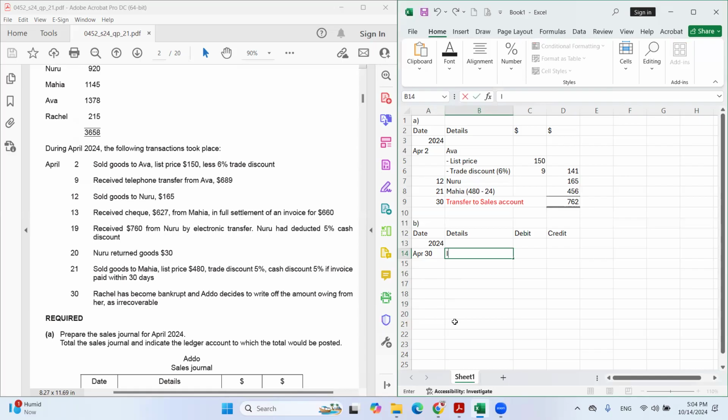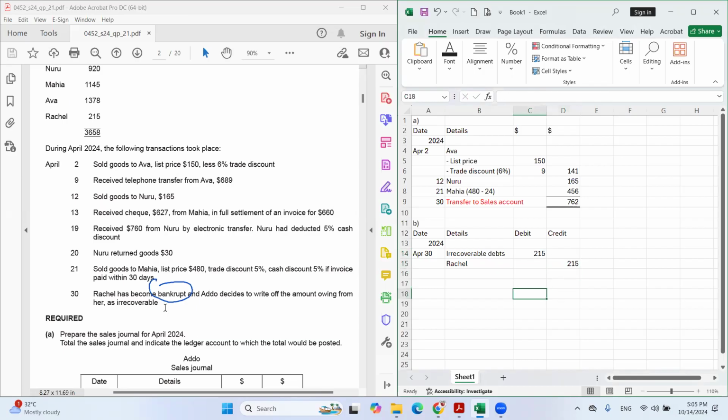The moment you see the word bankrupt, in your mind, think irrecoverable debt account. So put in your irrecoverable debt and then put the amount. Because irrecoverable debt is an expense, it goes on the debit side.